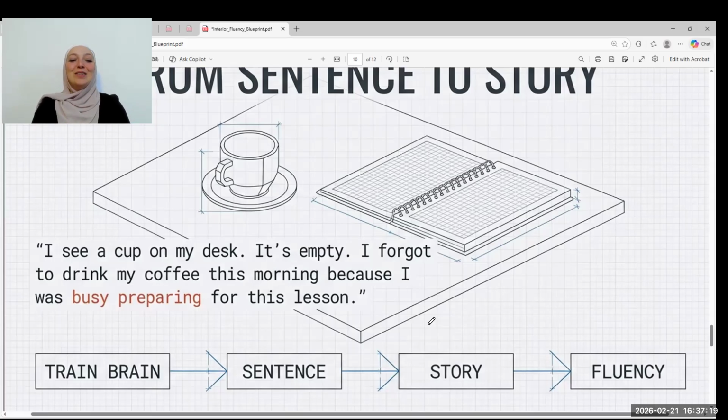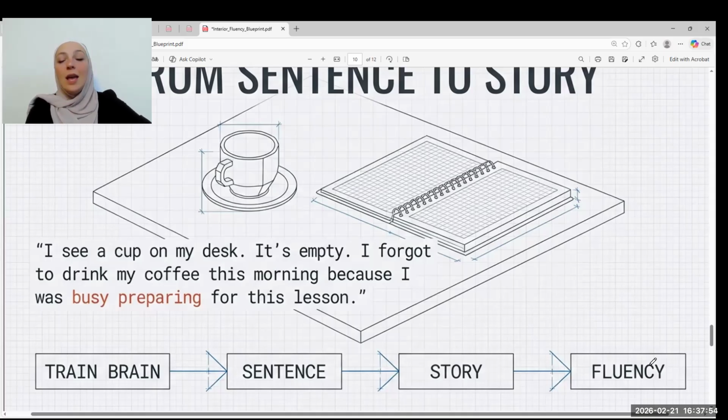You guys as well. So, train brain, sentence, story, fluency. Train brain, sentence, story, fluency. 4 steps to follow. From one word, adding adjective, sense, then connectors or because, like reason. Now we have done an amazing job doing sentence. From sentence, I've made a whole story. I see a cup on my desk. It's empty. I forgot to drink my coffee this morning because I was busy preparing this lesson.